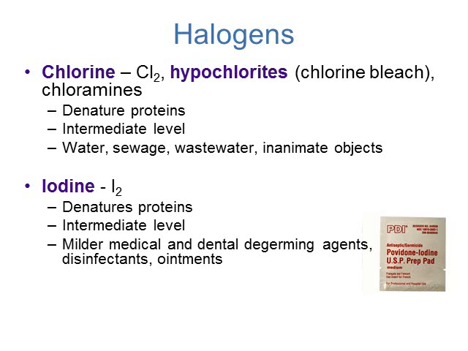Another type of halogen is iodine. This also denatures protein. It's an intermediate level. It's more mild than bleach. Bleach is very, very hard on the skin, and it also smells really bad if you've been around it. Iodine is a little milder for medical and dental. They use iodine to disinfect the skin before giving you vaccinations or other types of shots. They can put iodine into ointments that are used on the skin. So iodine is used a lot in the medical field.